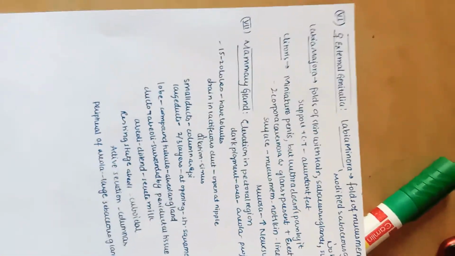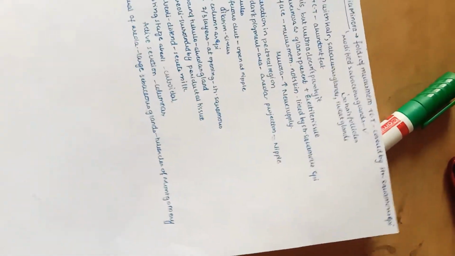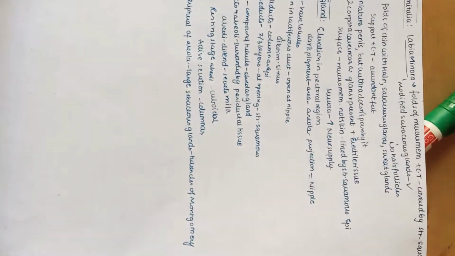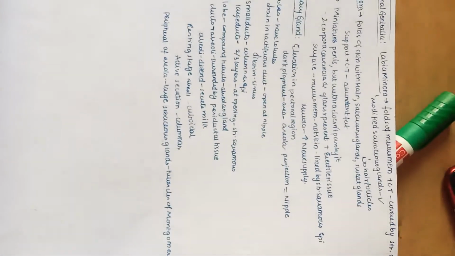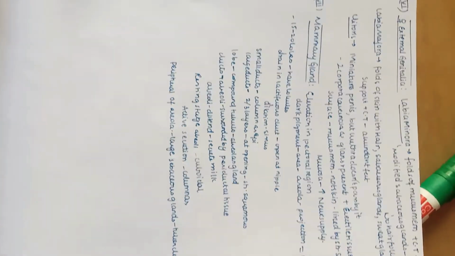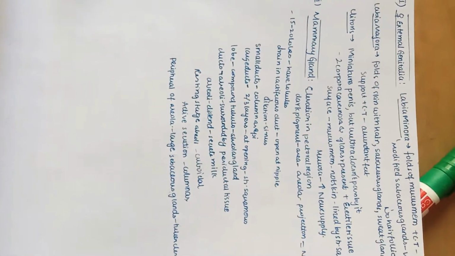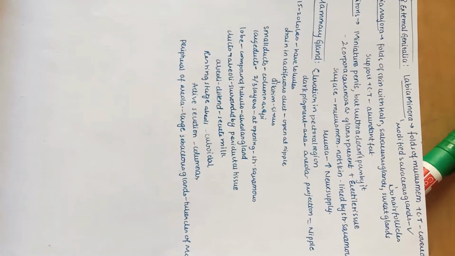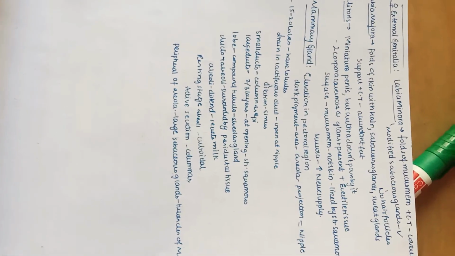Now let us check out our external genitalia. Mainly we have labia minora, labia majora, and also the clitoris. Labia minora are folds of mucous membrane along with connective tissue, covered by stratified squamous epithelium. Labia minora have modified sebaceous glands, so no hair follicles are present. But the labia majora are folds of skin along with hair. Remember, majora have hair, minora don't. The majora also have sebaceous glands, sweat glands, and connective tissue supported by abundant fat.